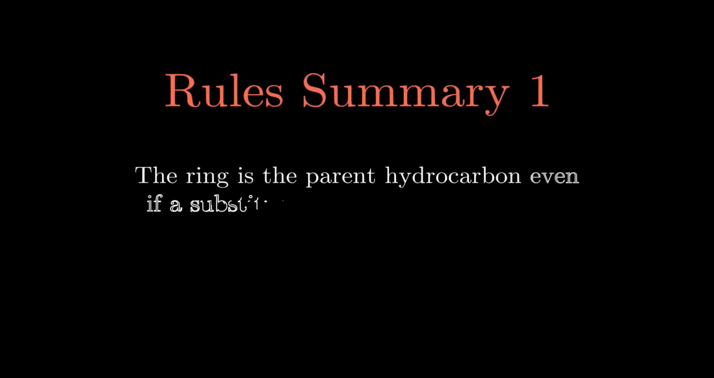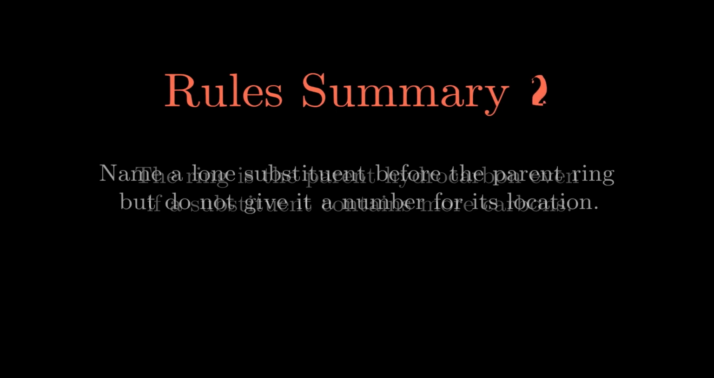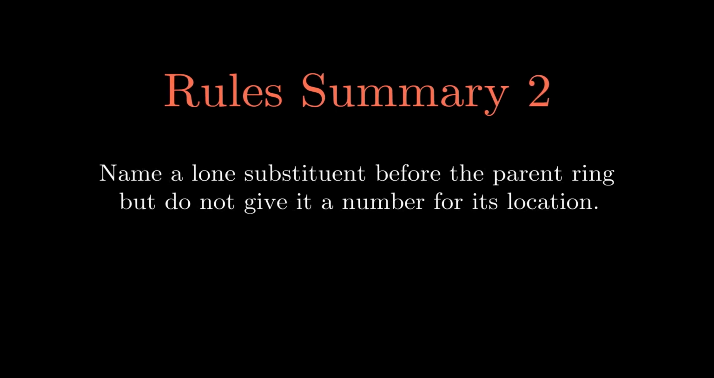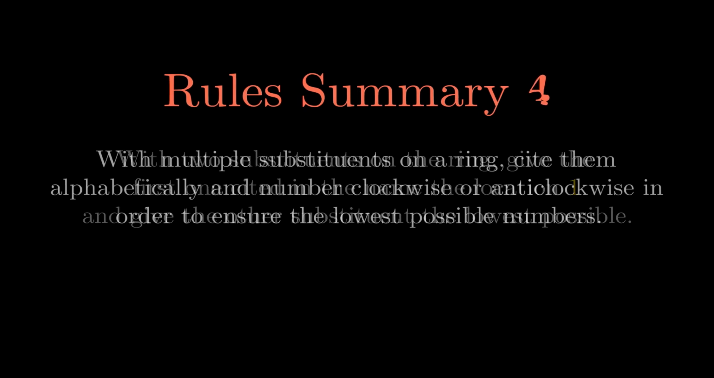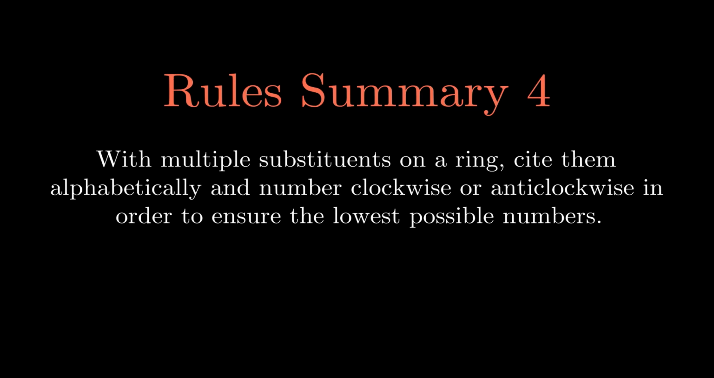To briefly summarize all these rules, first, the ring is the parent hydrocarbon even if a substituent contains more carbons. You name a lone substituent before the parent ring, but you do not give it a number for its location. With 2 substituents on the ring, the first one cited is given the location 1, and the other substituent receives the lowest possible number. With 3 or more substituents, cite them alphabetically and number them in such a manner to give them the lowest possible set of numbers.